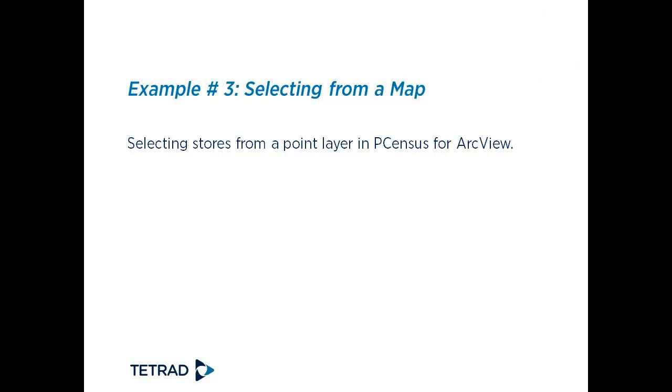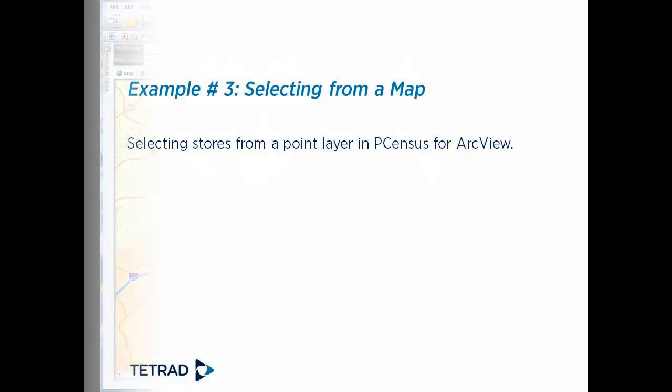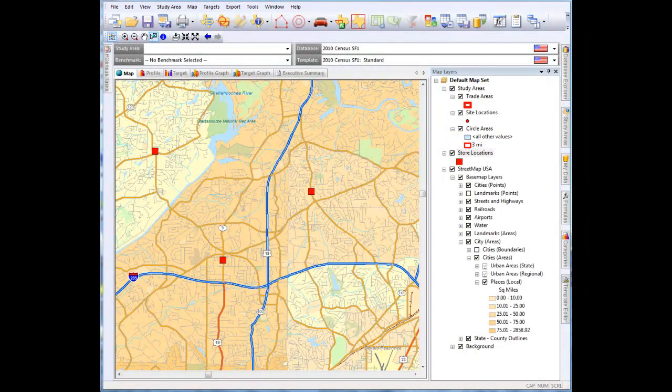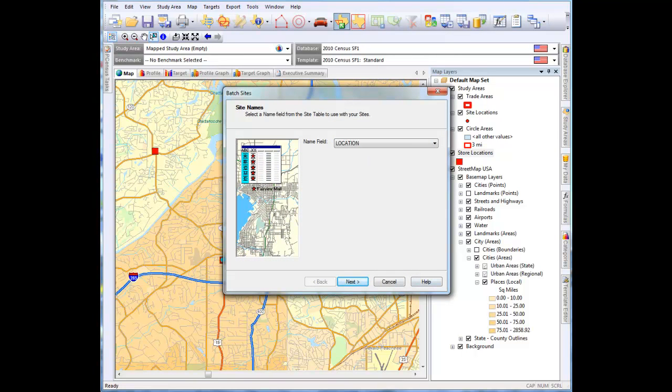In this third and last example, we will use an existing map of store points in PCensus for ArcView. On this map, we already opened a layer map of existing store points, marked by these red squares, and we will select two of them, which will be tagged with blue dots. Click on the icon with the white arrow and green box. This will launch the Batch Sites window.